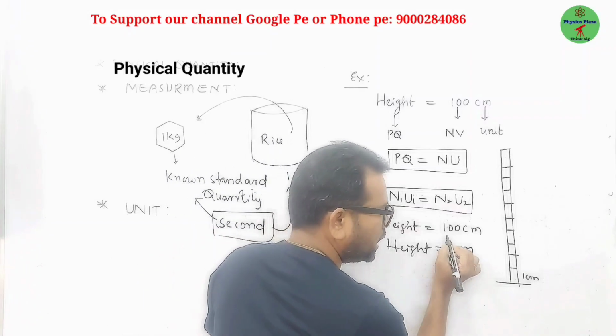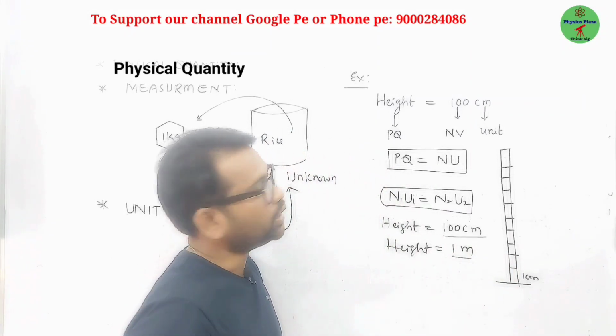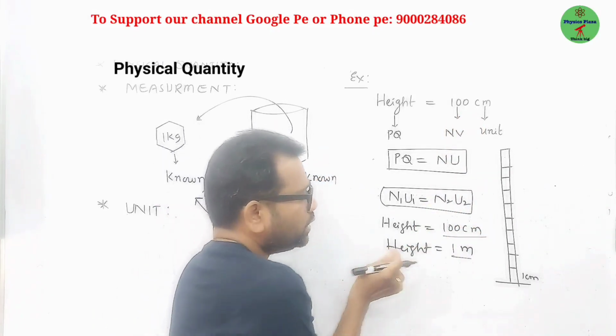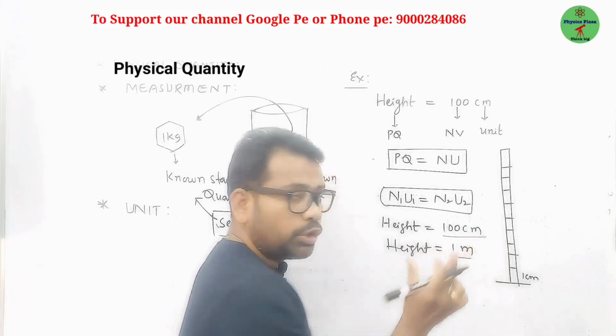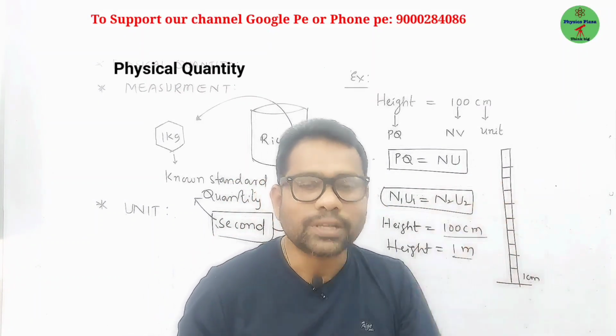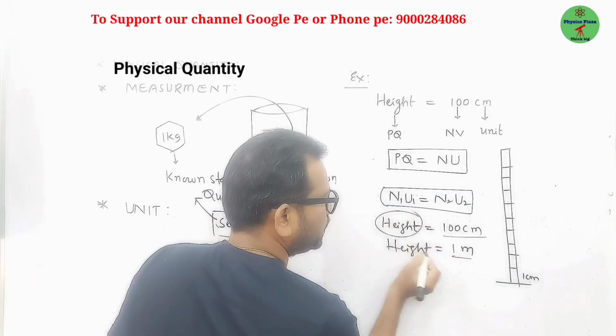So don't you think that 100 centimeter is equal to 1 meter? Yes, of course it is equal. Okay, or else if you get 160 centimeter, anything is okay. So here, because you are changing the unit, do you think that the physical quantity will change? No, physical quantity remains constant, whatever may be the system of unit you use. So height both are same.